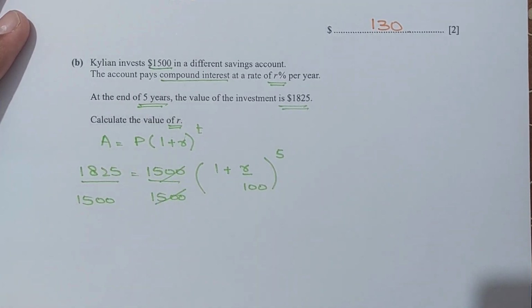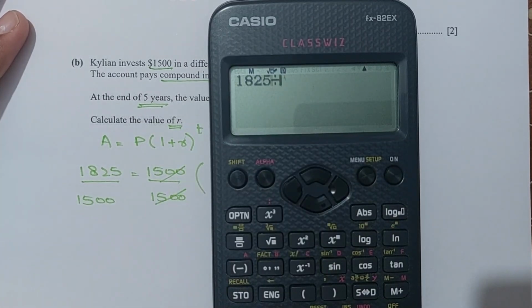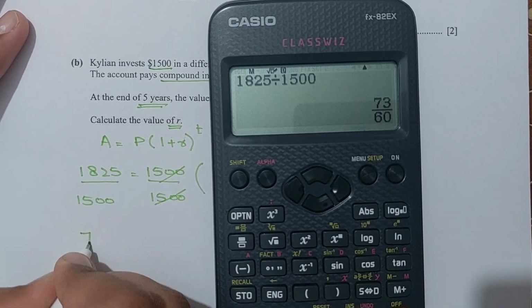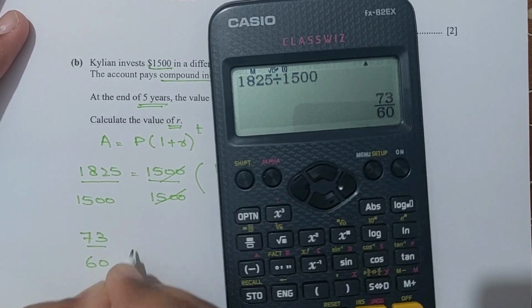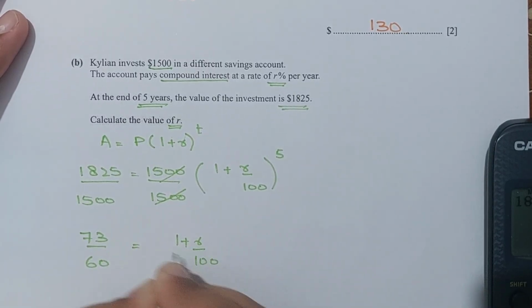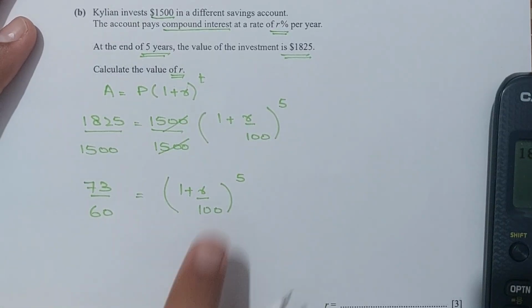This is cancelled out. And what is 1825 over 1500? This is 72 over 60, 73 over 60. This would be equal to (1 plus R over 100) to the power of 5. Now, to solve for R, the next step is to get rid of this power 5.